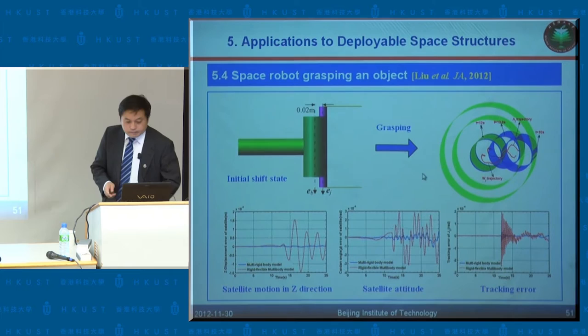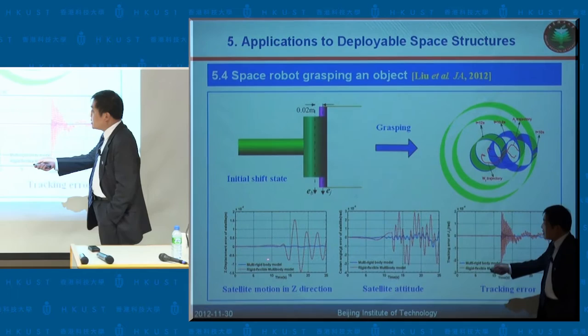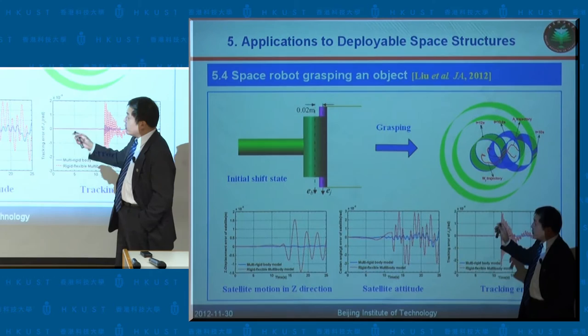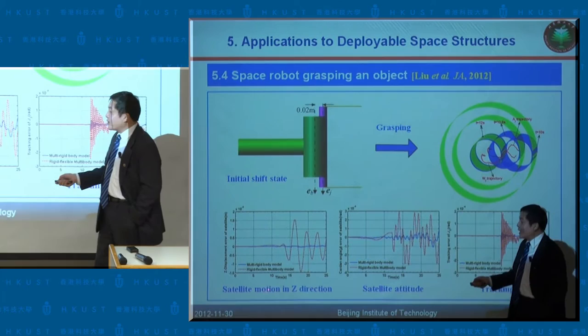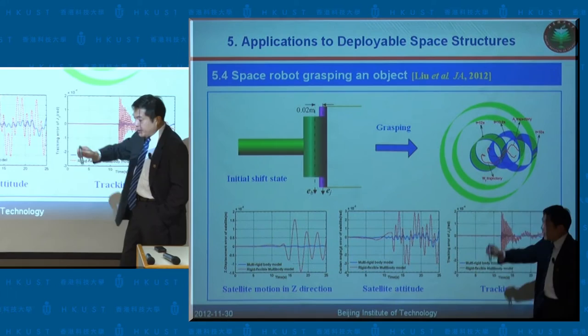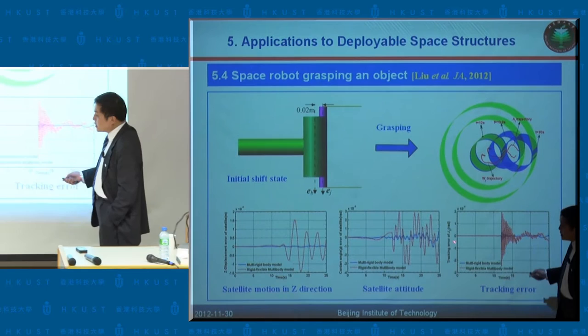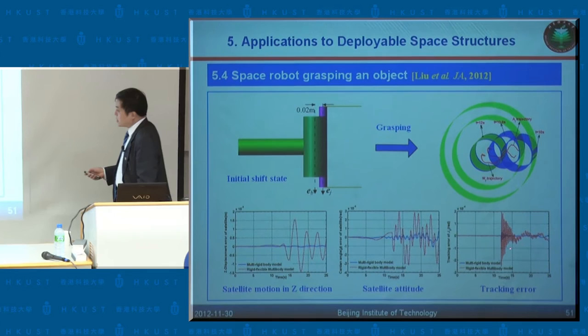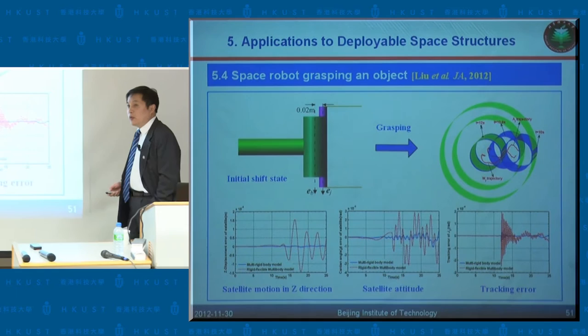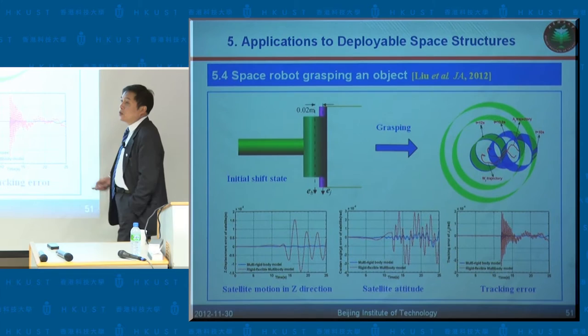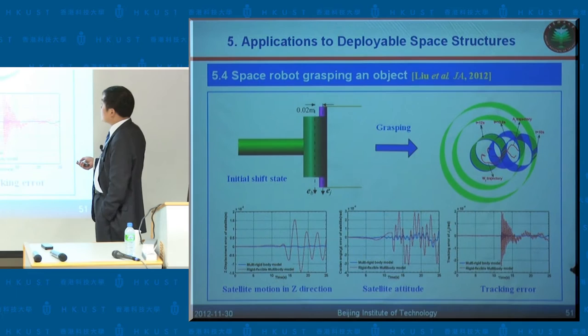Well, this is the first case, and here I give you the detailed dynamic information. If the manipulator is parallel to the handlebar, then during the process of grasping, the satellite will be subject to very large motion in the Z direction. Here, Z is this direction, so up and down. However, the satellite attitude does not vary very much. And the tracking error, of course, shows you the difference between the flexible model and the rigid model. Rigid multibody dynamics will greatly under-predict the tracking error and give you a wrong result. So in this case, we must use the model of flexible multibody system dynamics.